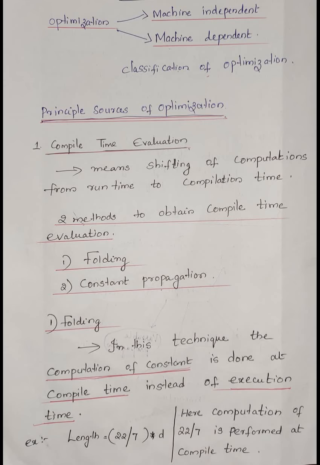Two methods are there for compile time evaluation: one, folding, and second, constant propagation. First, the folding technique. In this technique, the computation of a constant is done at compile time instead of execution time. See the example: length equal to 22 by 7 into d. Here 22 by 7 is a constant, so the computation of 22 by 7 is performed at compile time.